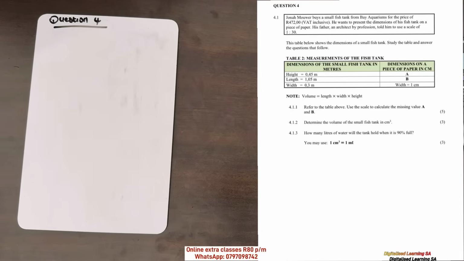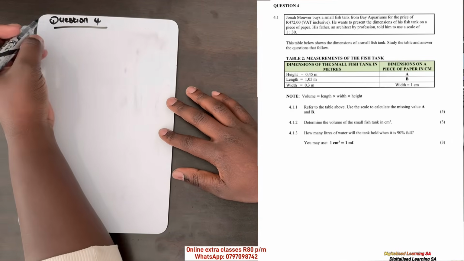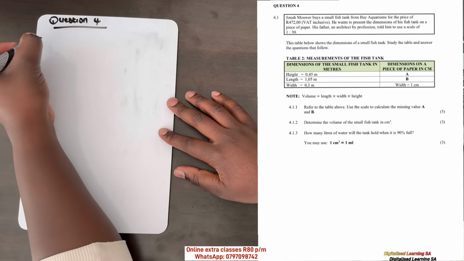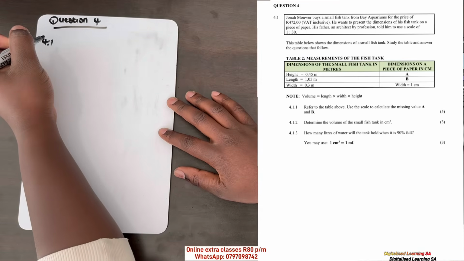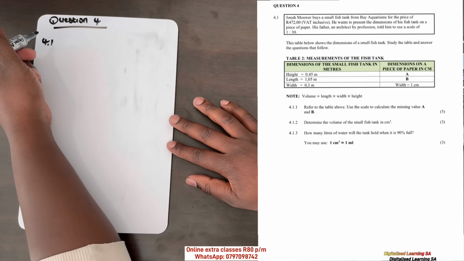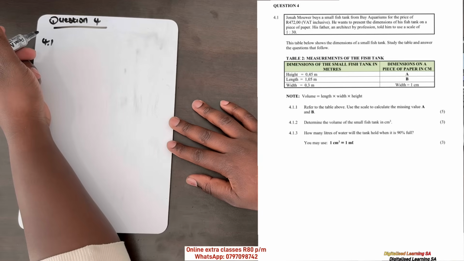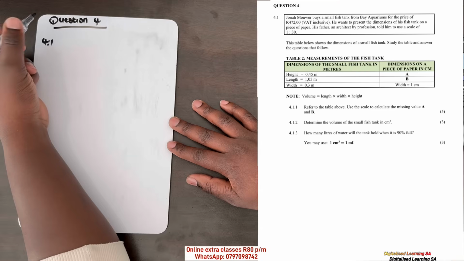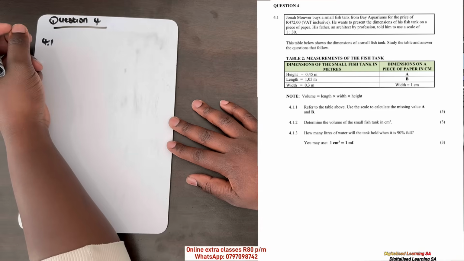In this video, we are going to start with question 4, and we will start with question 4.1. So we are told that Johan Mower buys a small fish tank from Bay Aquariums for the price of 472, and the 472 includes VAT.